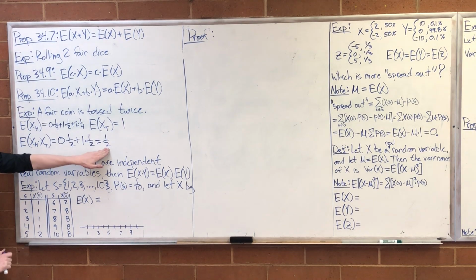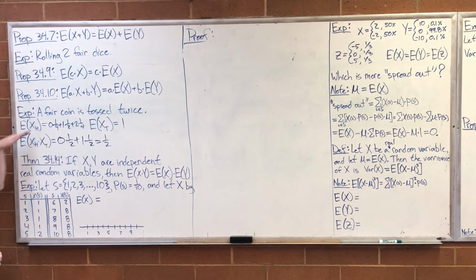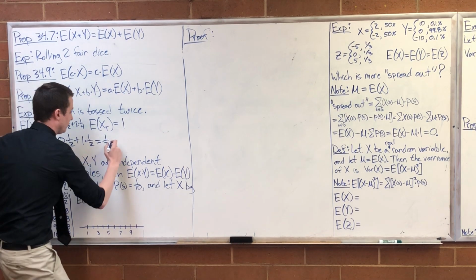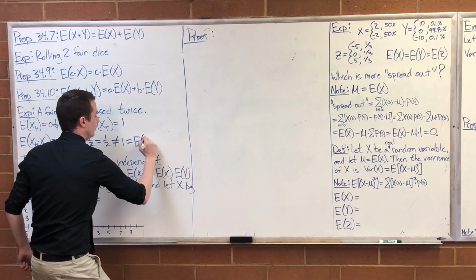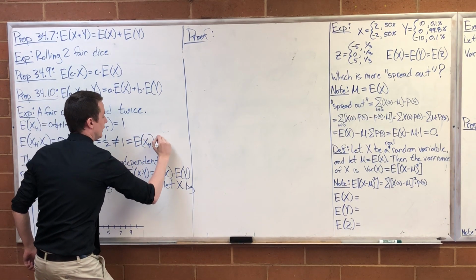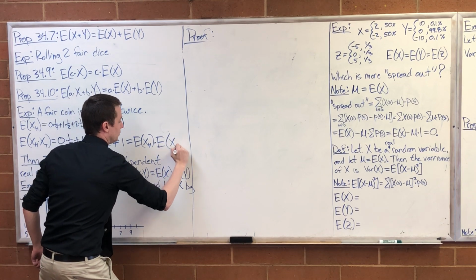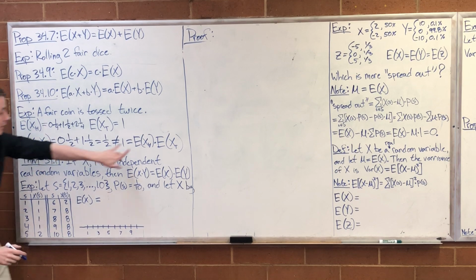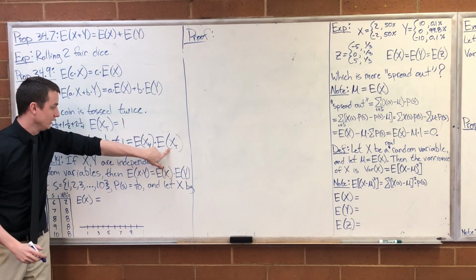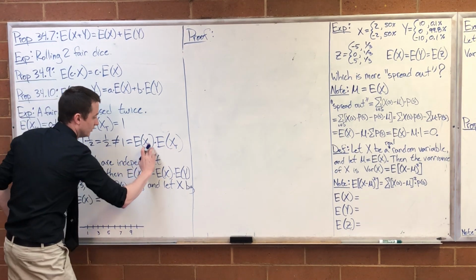This is not equal to 1. It's equal to 1/2. You cannot just multiply these together. That doesn't work. So this is not equal to 1, which is equal to the expected value of x of h times the expected value of x of t. So this and this are not the same thing.